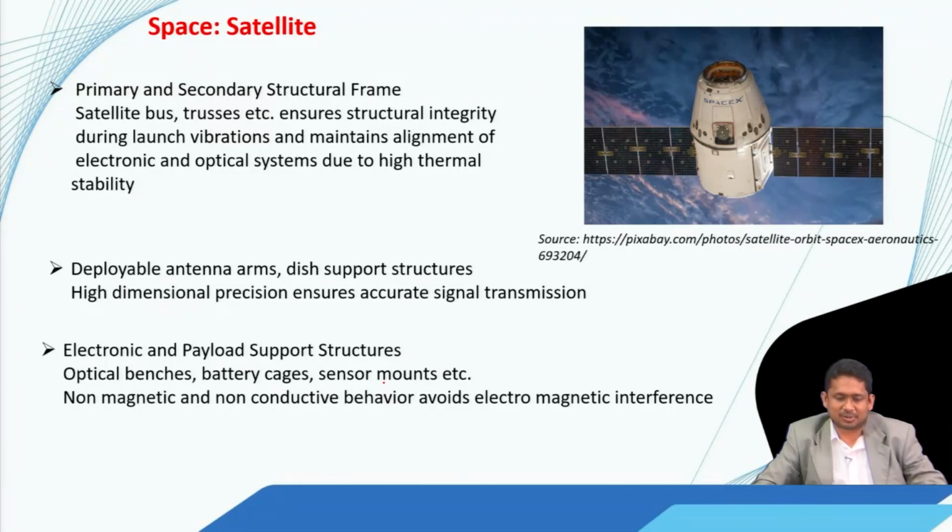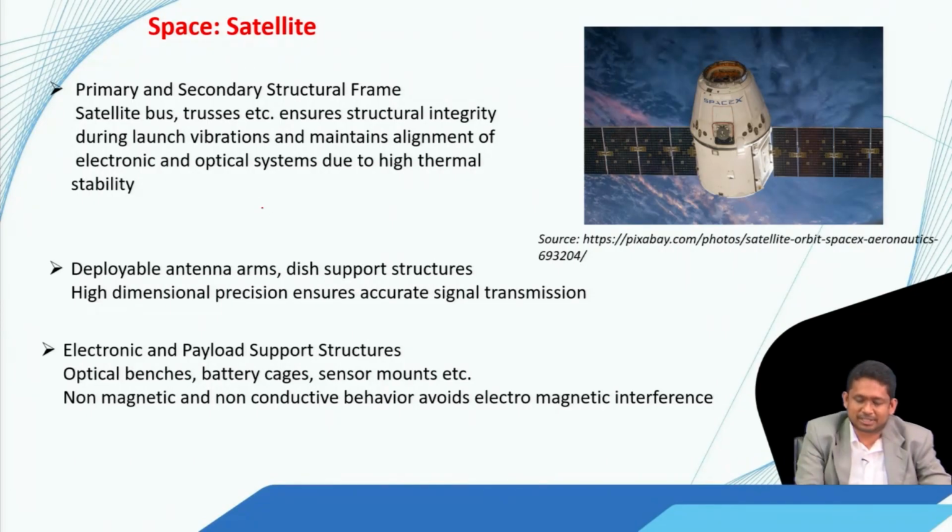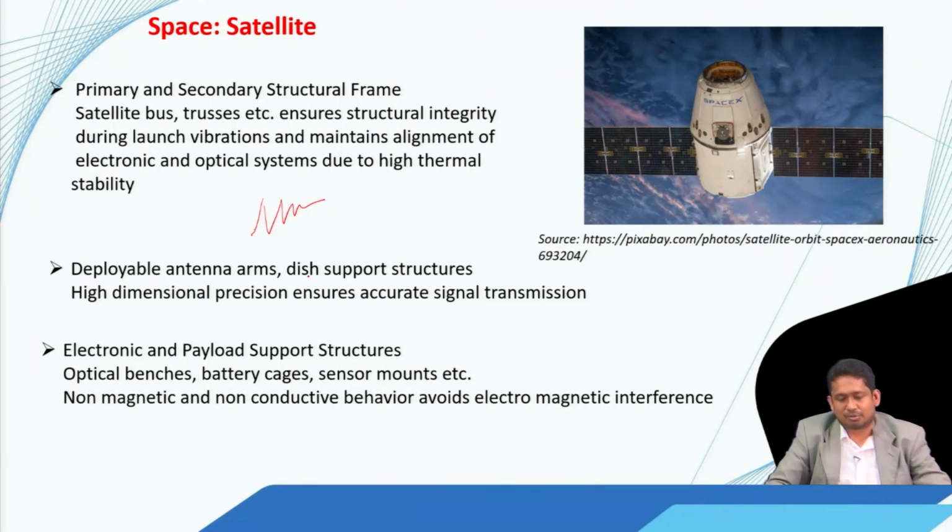Then comes the satellite. The satellite has primary and secondary structure frames, bus, and trusses, and composites are used there to ensure structural integrity. During launch these structures suffer from high vibration, and we have seen that composites have high damping, so they damp out the vibration quickly. Because of that, composites are used here, and it also helps in maintaining alignment of electronic and optical systems due to high thermal stability.